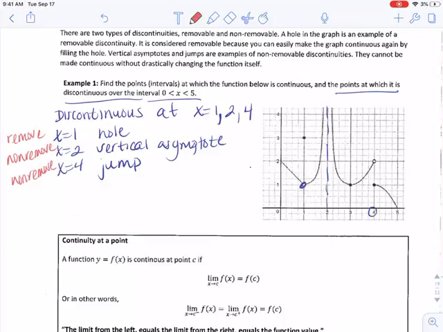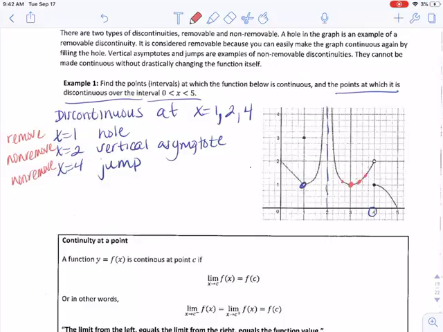All right, so those are the 3 points of discontinuity. They tried to trick us with this 3. They put a dark circle there at 3, but I can put dark circles everywhere on this graph. So at 3, it's still continuous. So the only 3 places where it's discontinuous is at x equals 1, x equals 2, and x equals 4.